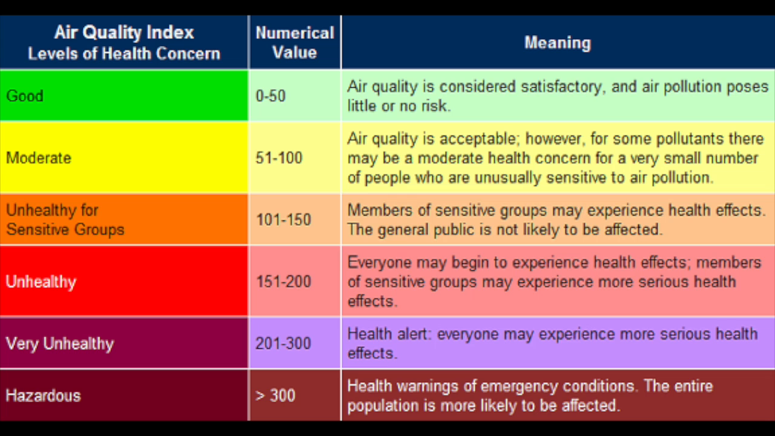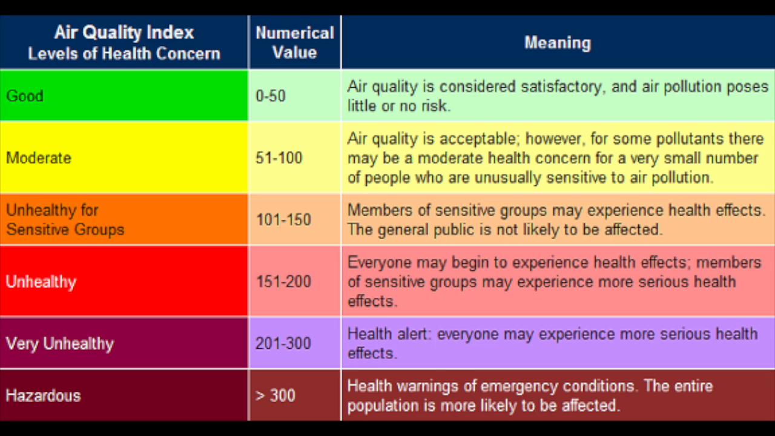AQI is measured based on 4 distinct air quality indicators. They are particulate matter, ozone, nitrogen dioxide, and sulfur dioxide. Each has their own unique measurements, recommended thresholds, and causes and related health effects.